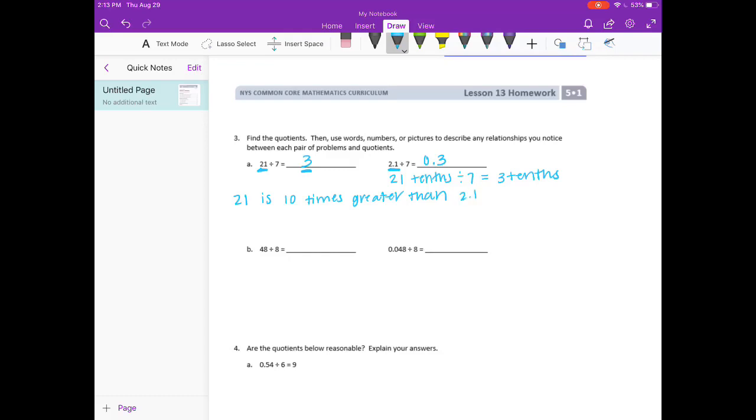So 21 is 10 times greater than 2 1/10. Therefore, their quotients, remember a quotient is the answer to a division problem, their quotients are also separated by a power of 10.